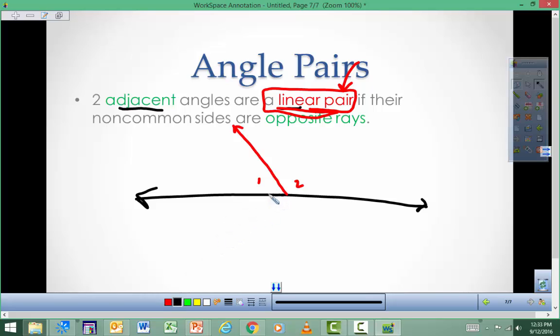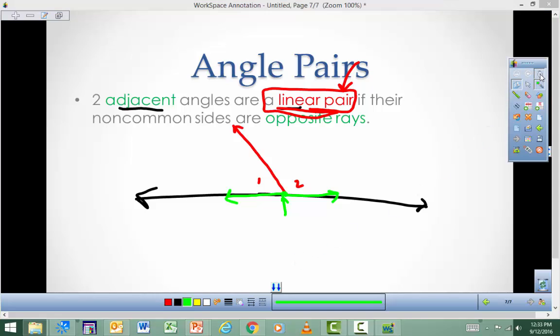Well, here's a ray going this way. Let me draw that in light green. You have a ray going this way, then you have a ray going in the opposite direction. They have a common endpoint. Well, hopefully that's not too hard.